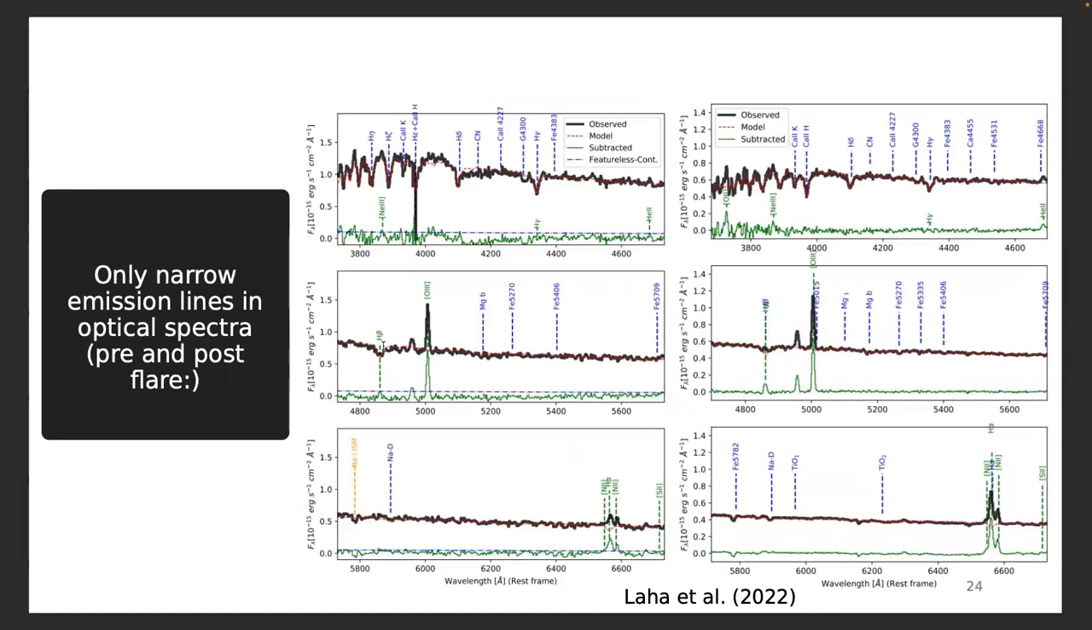This is the optical spectra. This is from 2011 and this is from 2019. And we see the broad emission lines are completely gone. There are only narrow emission lines present. So whatever illuminated the broad line region, that event happened, and nothing else is going on right now.